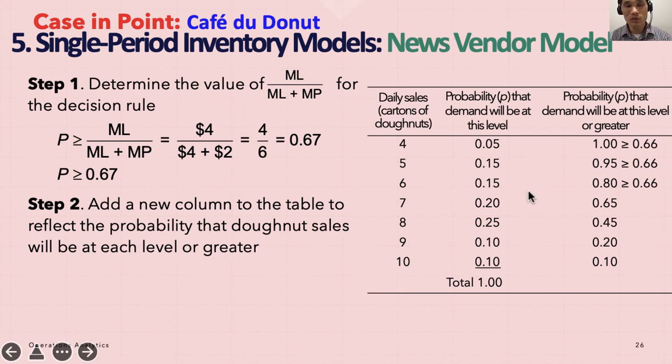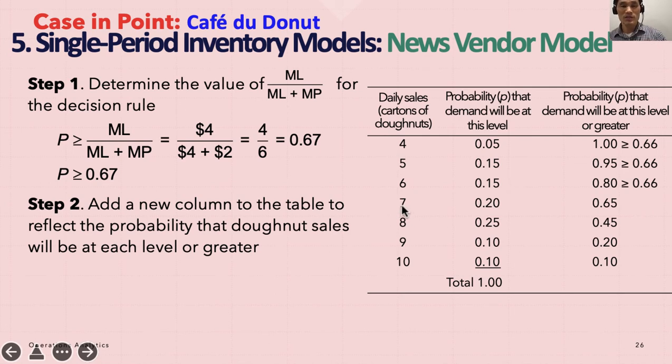And the third one is when you are selling 6 cartons, and that's 15% of chance. And if you add these probabilities up, then you have 80%, and that is greater than 0.67, which is good.